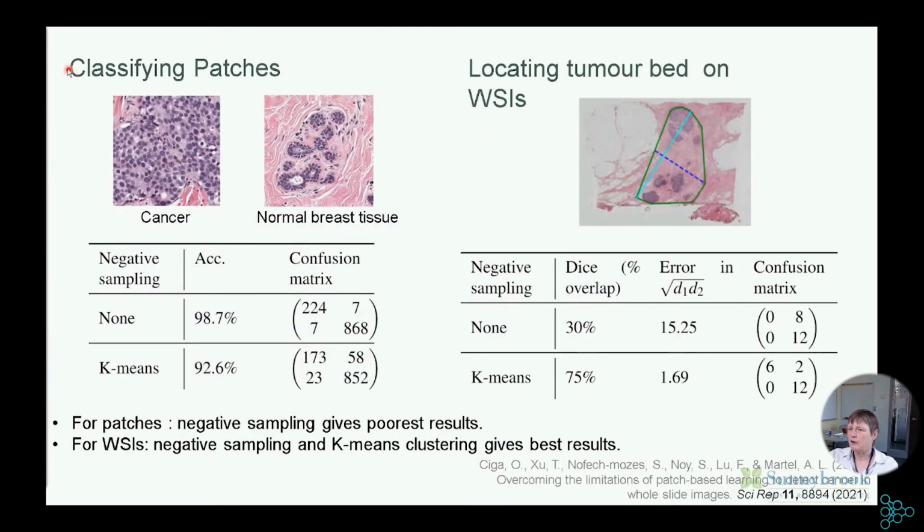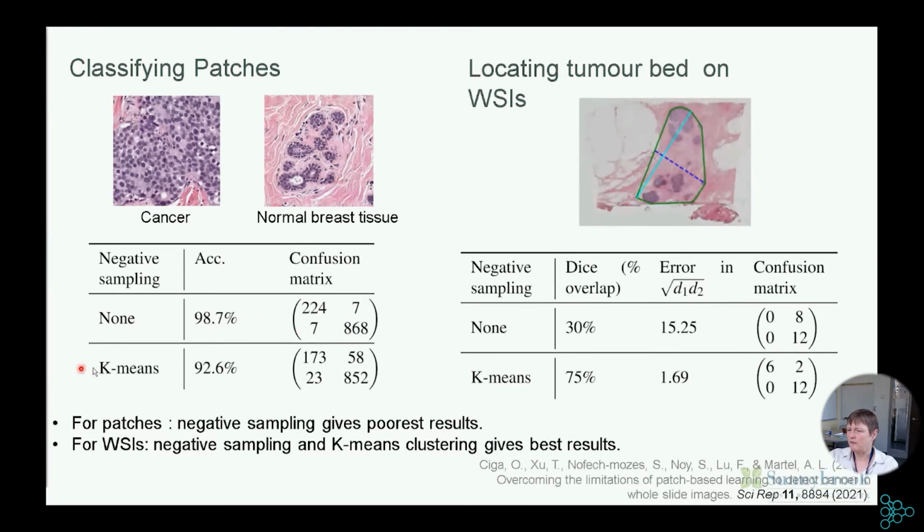So as I say, classifying patches is a relatively straightforward problem. So we can get up to a 98.7% accuracy without using any kind of special sampling algorithms at all. And this is the confusion matrix here. So true negatives, true positives, false negatives.